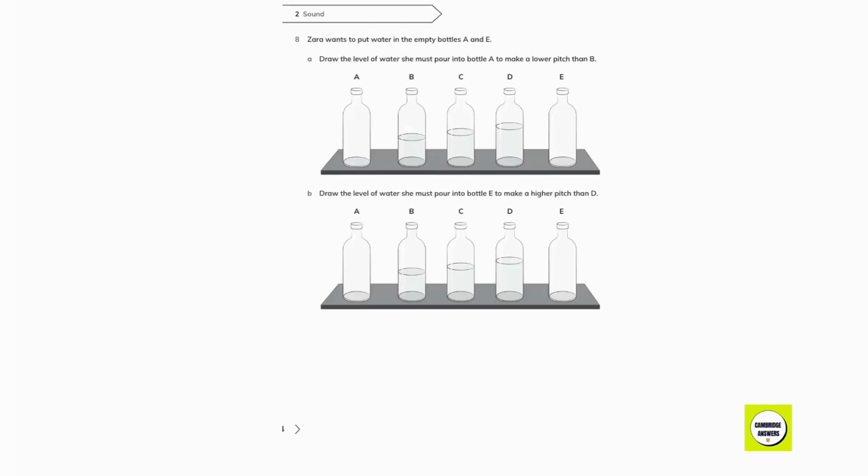Zara wants to put water in the empty bottles A and E. Draw the level of water she must pour into bottle A to make a lower pitch than B. Draw the level of water she must pour in bottle E to make a higher pitch than D.